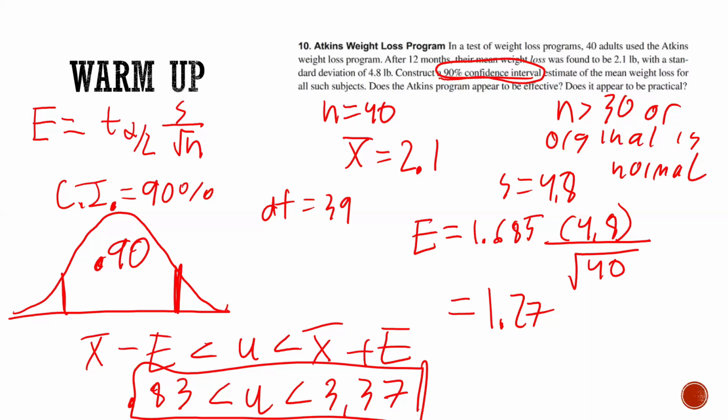Now, the other thing is, does it appear to be practical? Is the amount of weight loss, is the mean weight loss significant? Practically significant, ladies and gentlemen. Well, it's demanding. Would you go on a weight loss program if they said, if you go on this program, we're 90% confident you're going to lose between less than 1 pound and less than 4 pounds? So it's not practically significant, right? It causes a weight loss, but not enough that it's worth going on this program, right?